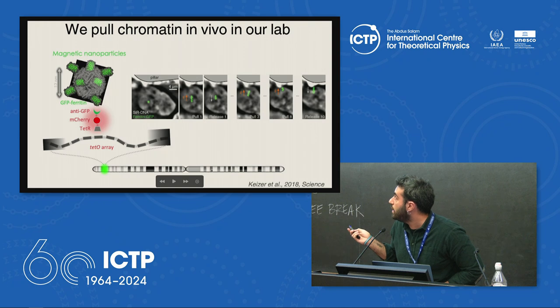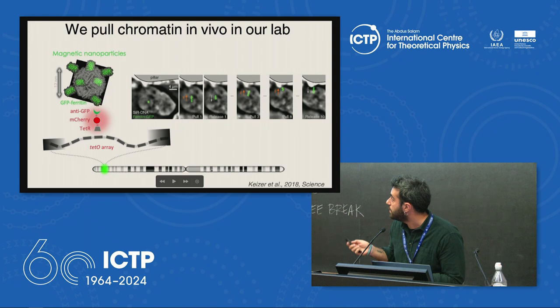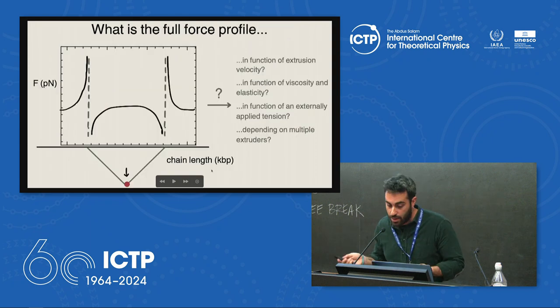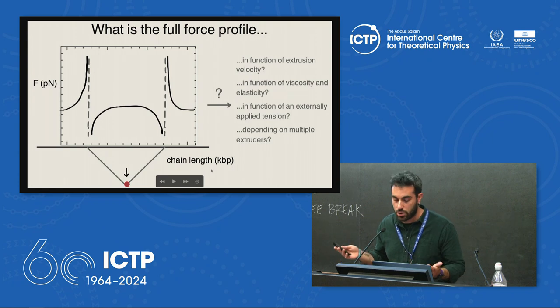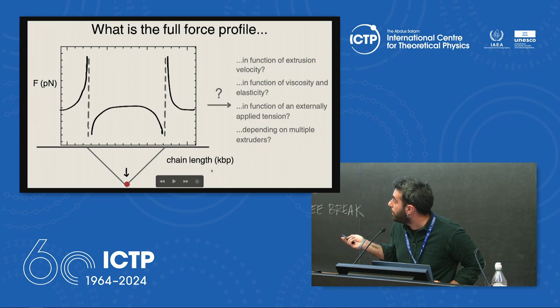What we do is inject some ferritin particles in the nucleus. They bind to a certain locus. And then, after applying a magnetic field to the system, we can measure the force to which this locus is subjected. We have a theory to explain this force profile: as you see here, by approaching the border of the loop, the force slowly increases and then it inverts its sign, and it's symmetric.